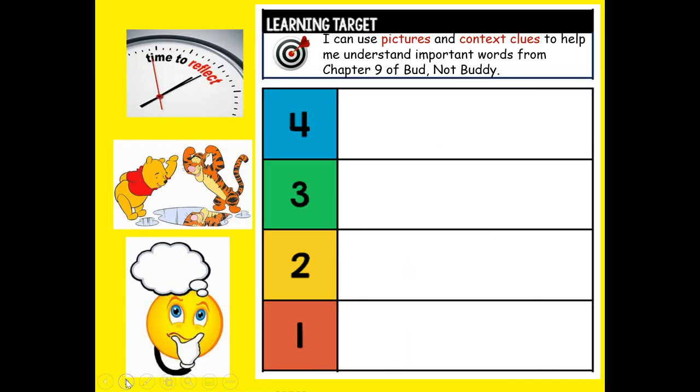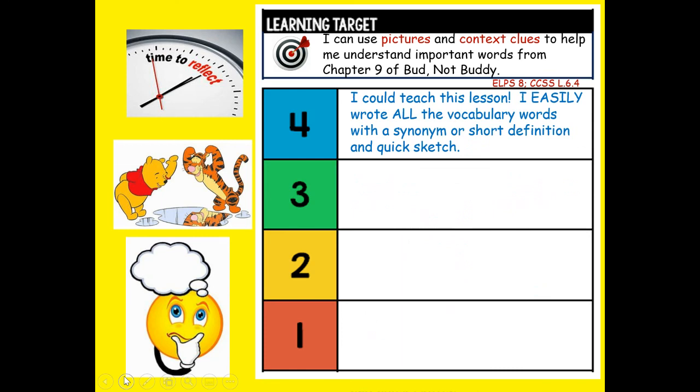Okay, time to reflect on our learning target. I can use pictures and context clues to help me understand important words from chapter 9 of Bud, Not Buddy. Would you give yourself a 4? I could teach this lesson. I easily wrote down all the vocabulary words with the synonym and short definition and quick sketch.